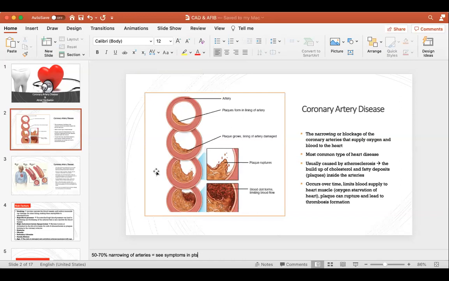So it's called Prinzmetal, and it affects young females, right? Usually, it can affect anybody, but the most common population is young females. It usually happens in the morning, and it's due to vasospasm. So imagine, here's how it is.